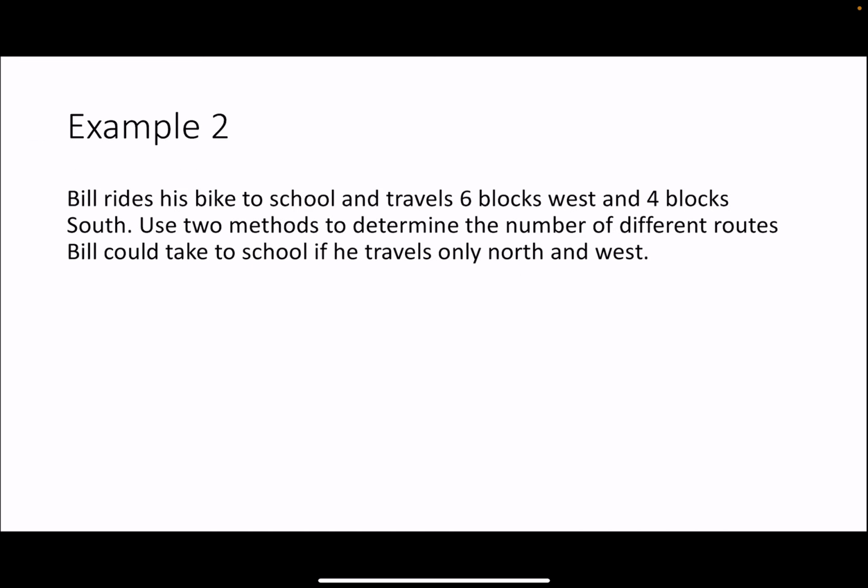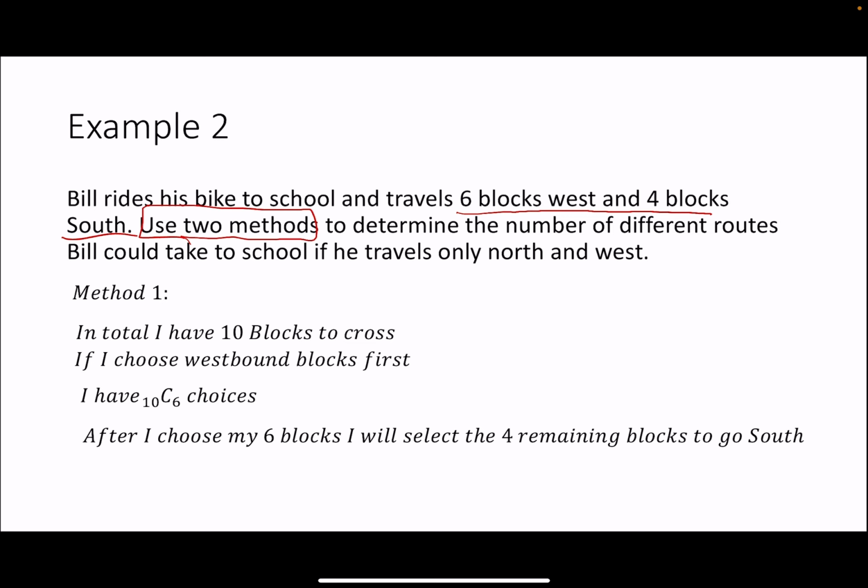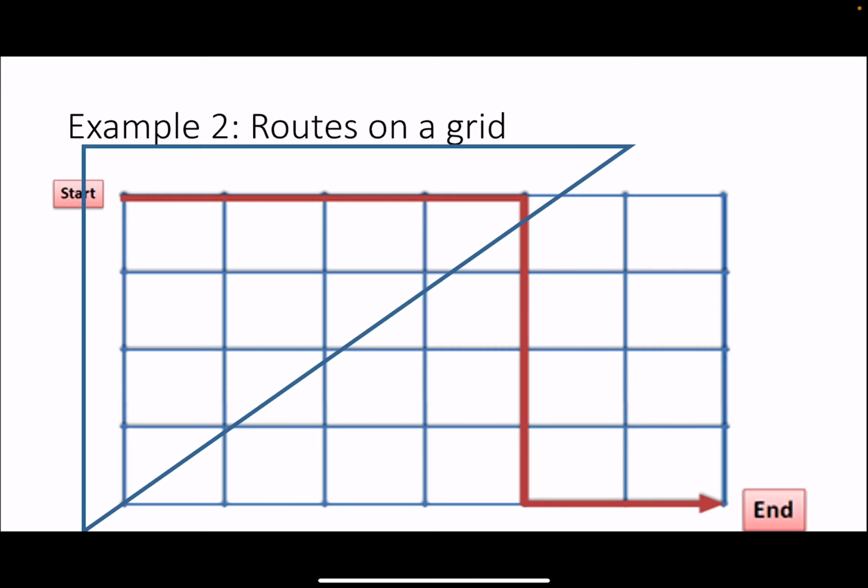Okay, next question. Example 2. Bill rides his bike to school and travels 6 blocks west and 4 blocks south. Use 2 methods to determine the number of different routes Bill can take to school if he travels only north and west. Don't worry about using 2 methods for now. We'll use method 1. In total, I have 10 blocks to cross. If I choose the westbound blocks first, I have 10 choose 6 choices. After I choose my 6 blocks, I will select the 4 remaining blocks to go south. So it's 10 choose 6 multiplied by 4 choose 4.